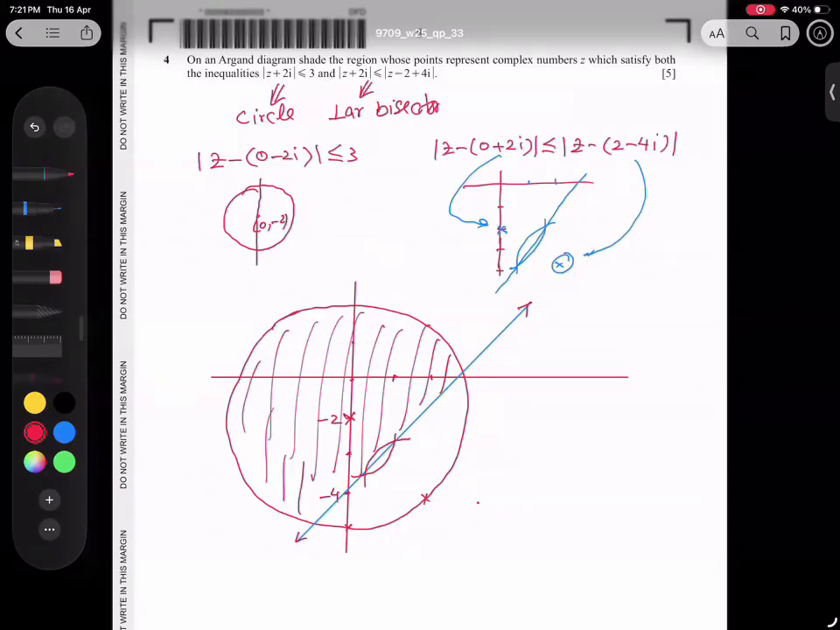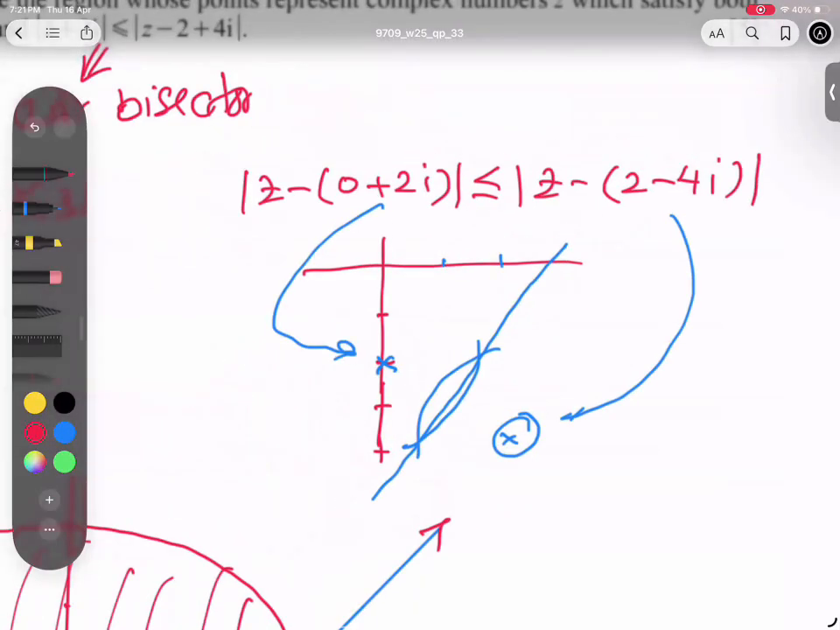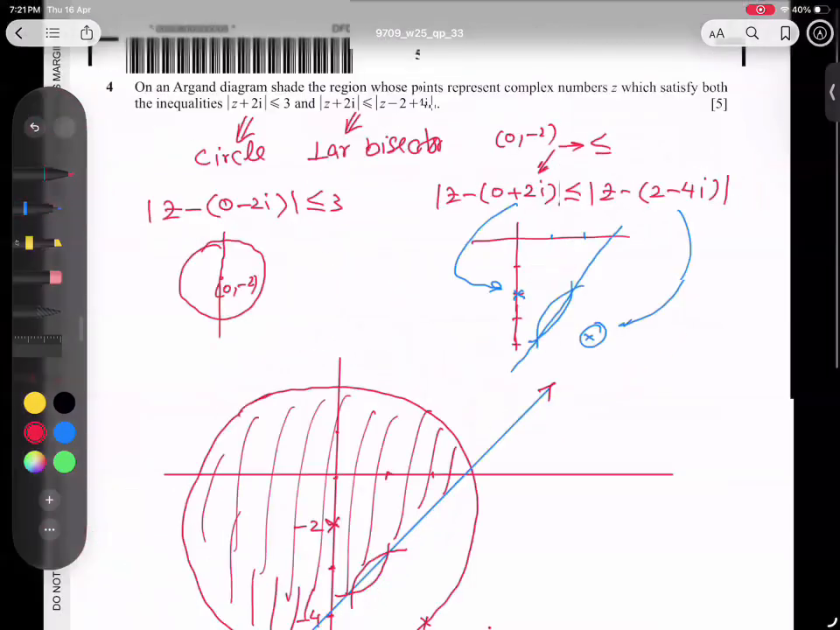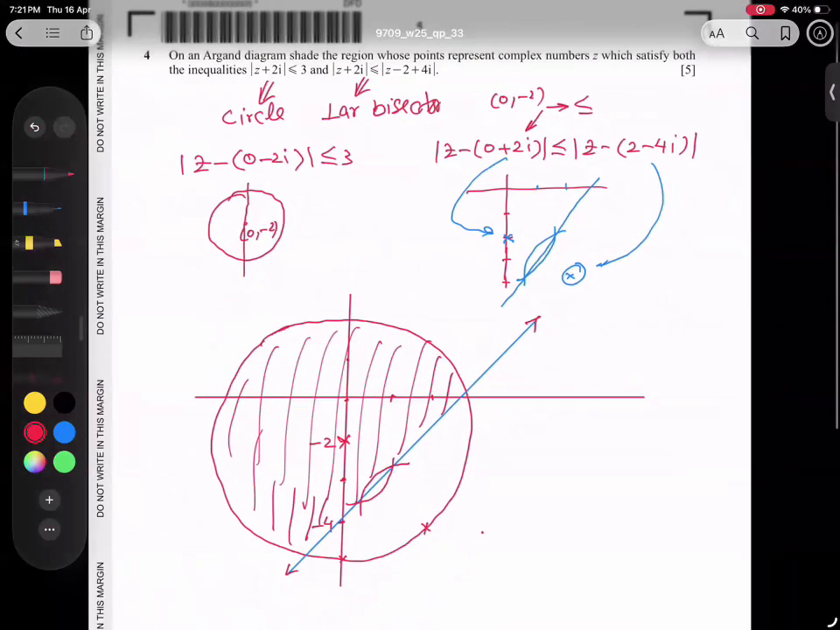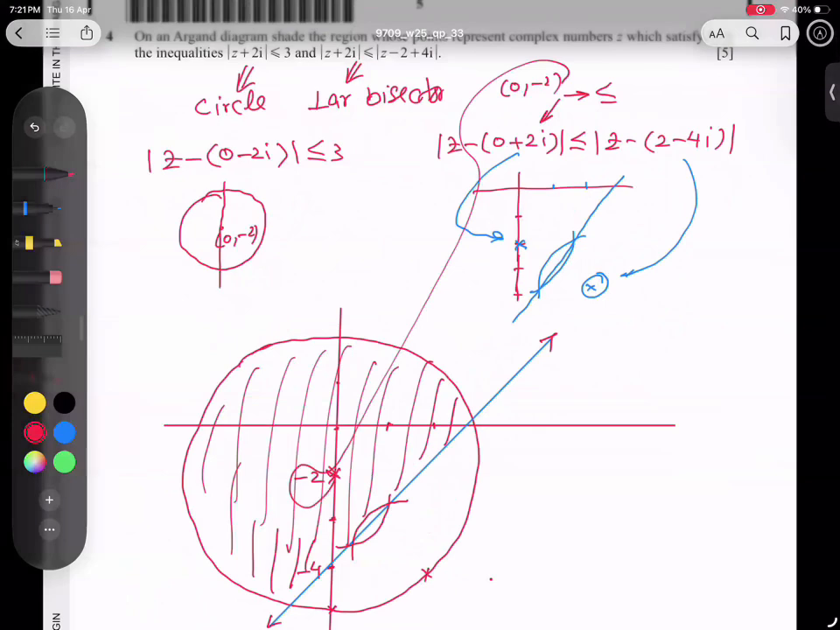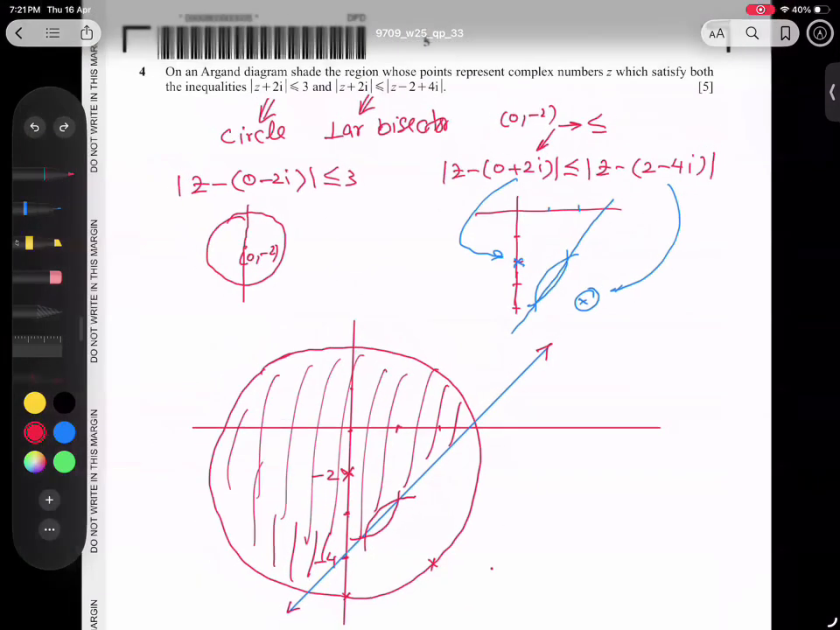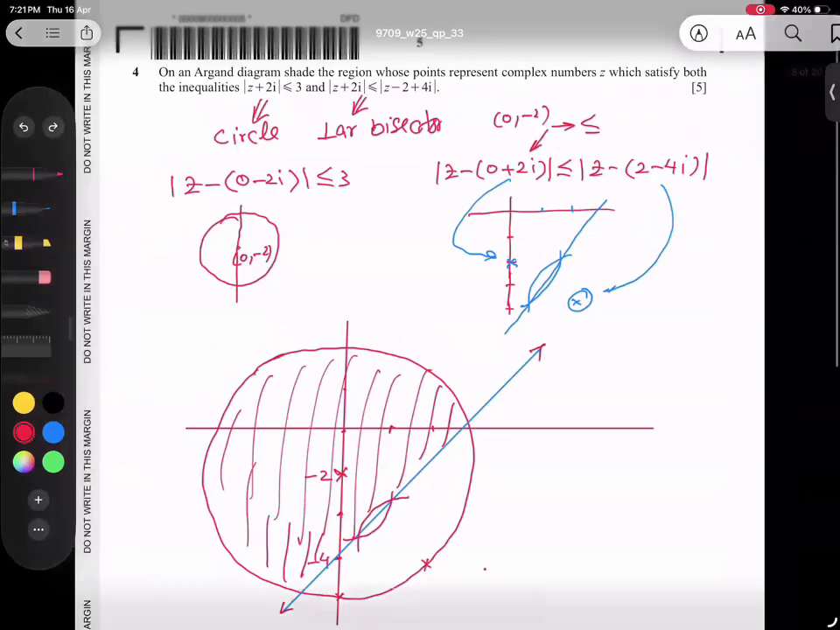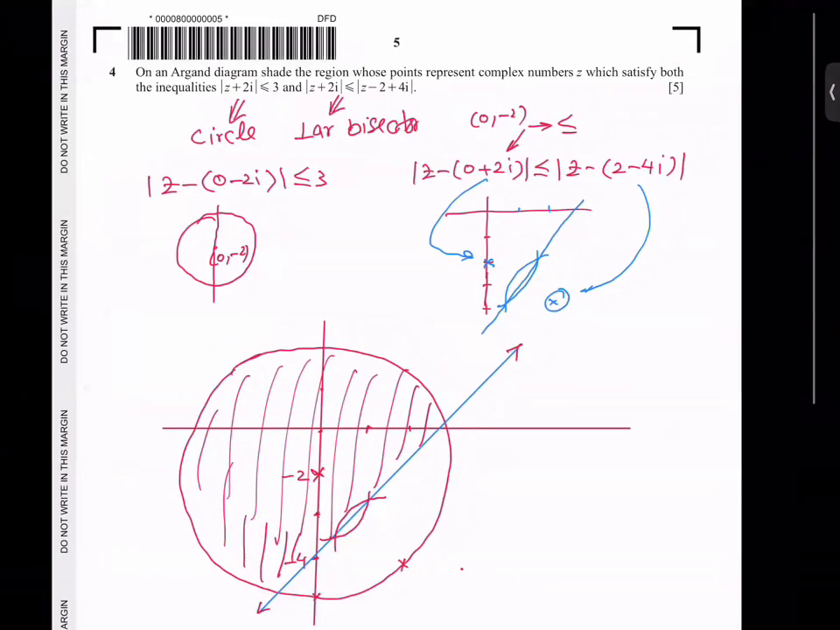This is the important part. I'll explain again. You have to keep your eye because this side is called lesser. And lesser toward this point. And this point is (0, -2), which is here available. So I'll shade this portion. Okay, I will not shade the lower portion. I hope the concept of the question is clear. Inshallah.